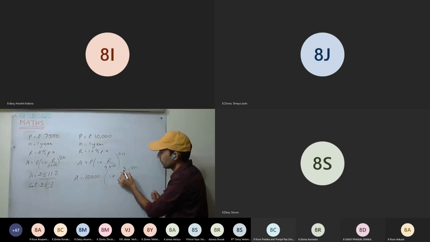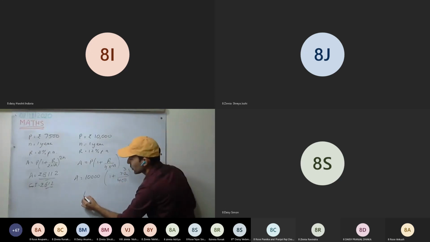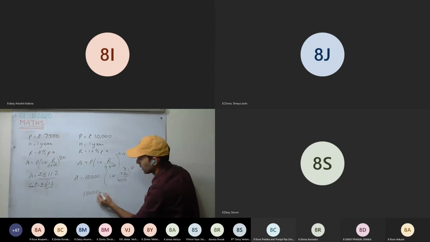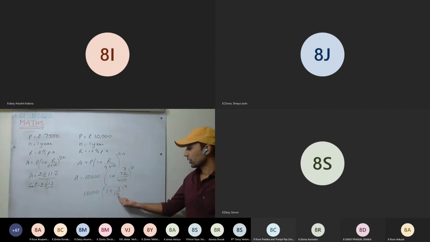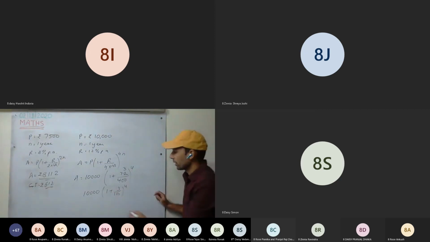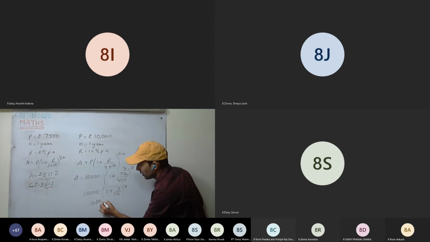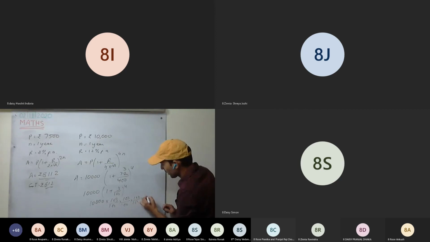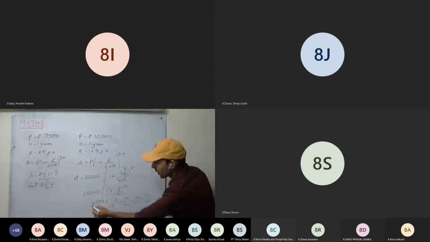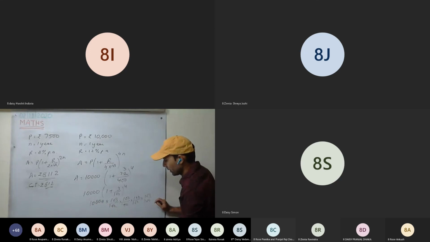3, 100. So it will be 10,000, here 4 only, (1 plus 3 upon 100) raised to power 4. So 100 you can write. Next, 10,000 into 103 upon 100, 103 upon 100, 103 upon 100, 103 upon 100. Now 4 zeros we can cancel.